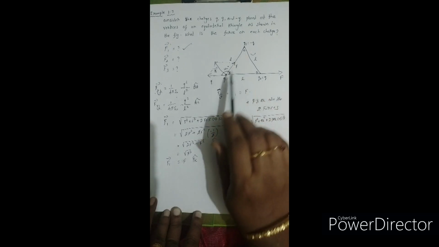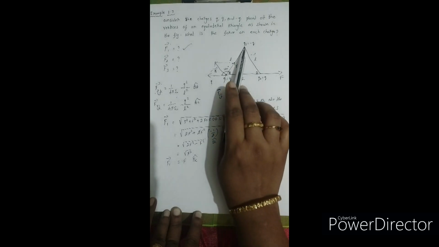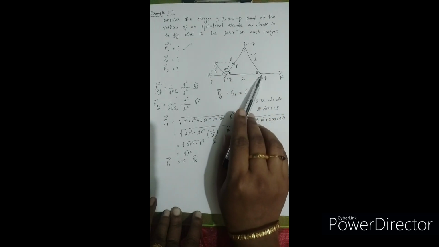Okay, only the direction of the forces will be differing. So Q1 is going to repel Q2 along this direction. Now Q3 is a negative charge, no, so it will be attracting Q2 along this direction.